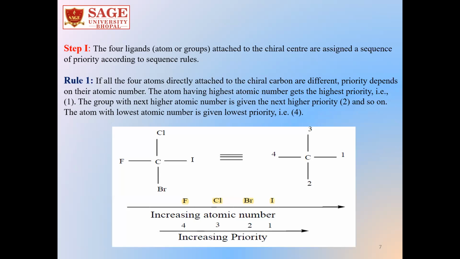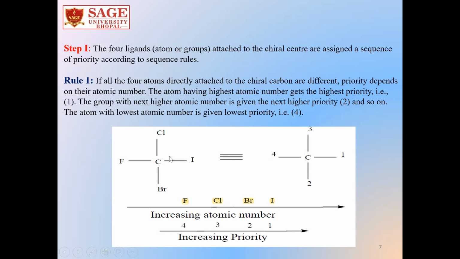In step 1, the 4 ligands attached to the chiral center are assigned a sequence of priority according to the sequence rules. So what are the sequence rules? Rule number 1: if all the 4 atoms directly attached to the chiral carbon atom are different, priority depends on their atomic number. The atom having the highest atomic number gets the highest priority, that is 1. The group with the next lower atomic number is given the next priority, 2, and so on. The atom with the lowest atomic number is given the lowest priority, that is 4.